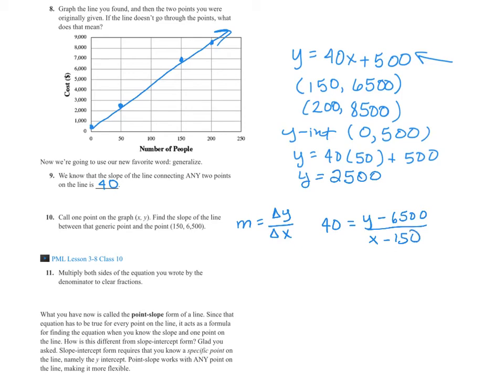And then on 11 it says multiply both sides of the equation you wrote by the denominator to clear the fractions. All right, so they want us to multiply both sides by x minus 150. Do the same thing here. Looks a little messy, I apologize for that. So we end up with 40 times x minus 150 equals, let's divide out, y minus 6,500.